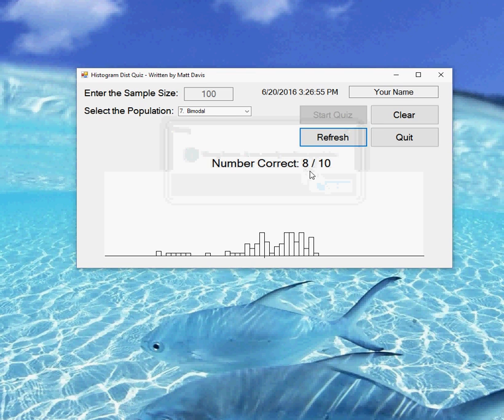I could miss one more and still have a passable score. I need one more right out of the next 3. Right, I need 9 out of 12. Out of the next 2, I got to get one right to have a passing score.